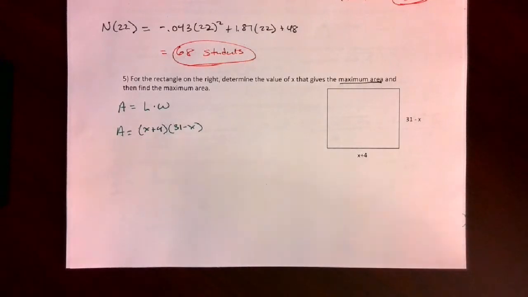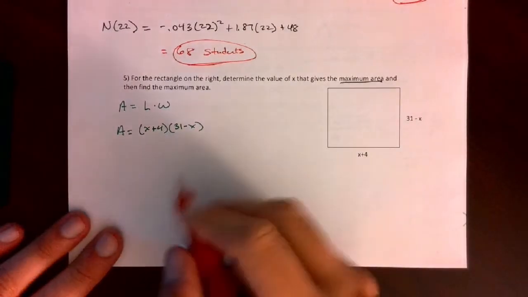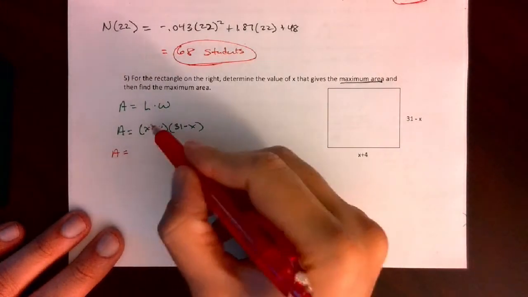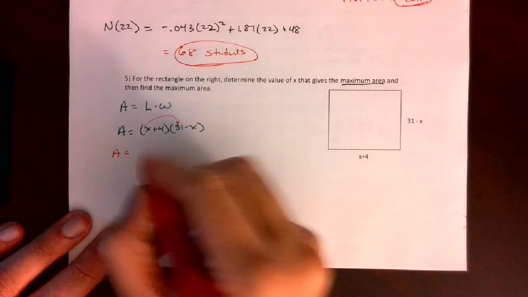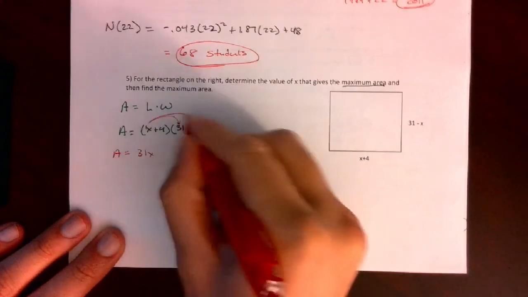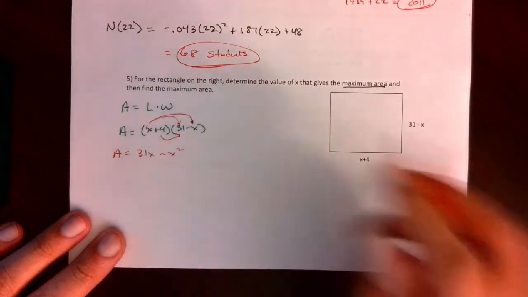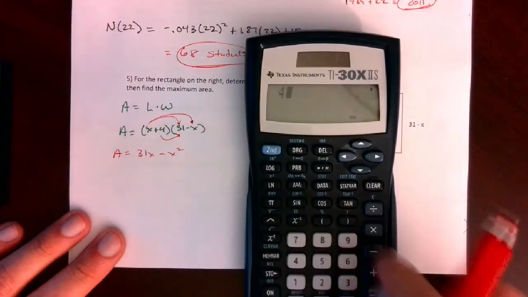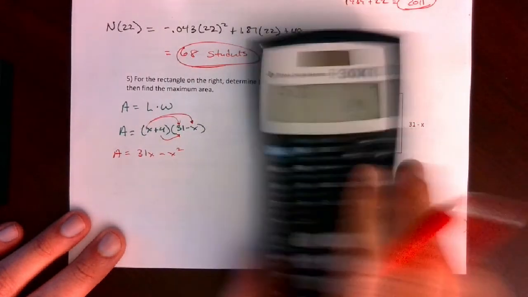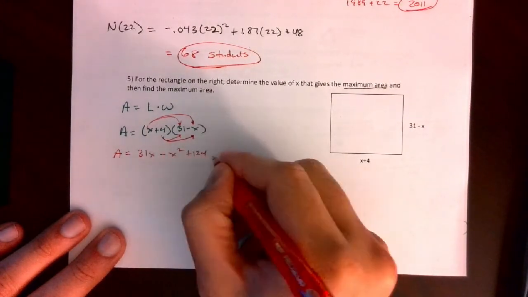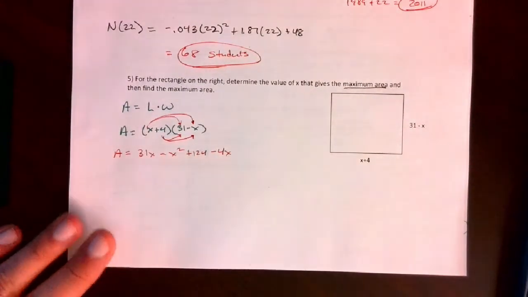And now what should I do here? Well, at this point, you want to FOIL, right? You want to distribute through and expand this and simplify. So x times 31 would be 31x. X times a negative x is negative x squared. 4 times 31, if we do it quickly, we get 124, so this is positive 124, and then 4 times negative x is negative 4x.